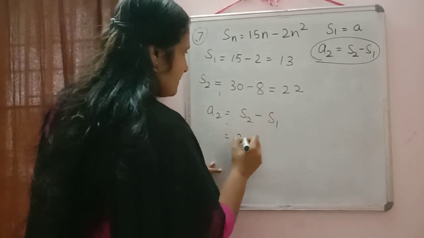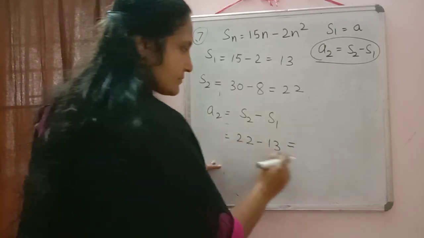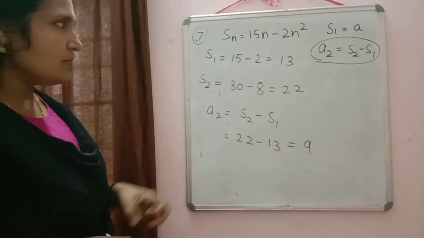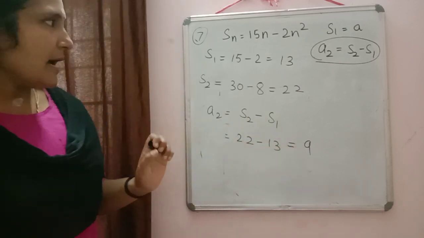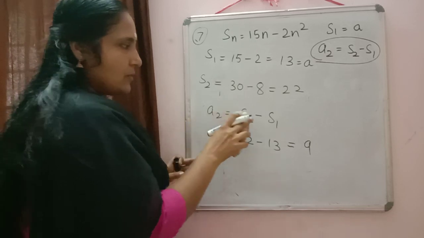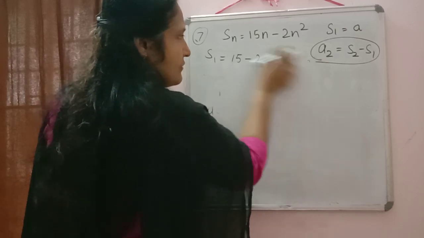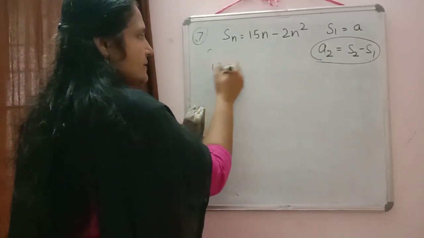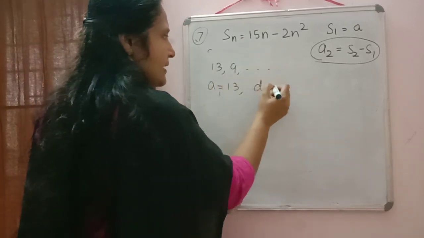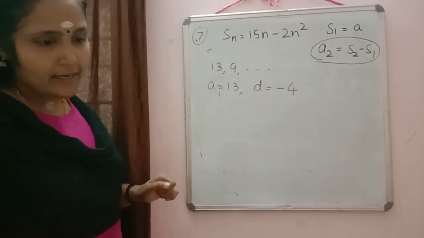Now substitute the value. 22 minus 13 is equal to 9. So what we got? A2 is equal to 9. So our first term, that is S1 is equal to A, and A2 we will calculate by the formula S2 minus S1. So we got A2 is equal to 9 and the first term as 13. So our AP is 13, 9, etc. So we have A is equal to 13 and D is equal to 9 minus 13 will be equal to minus 4. Now question is find AN.